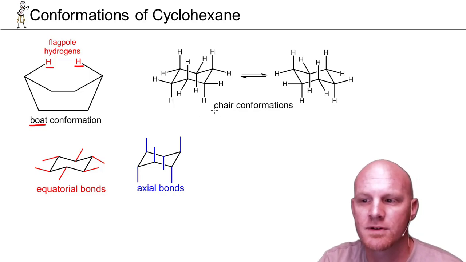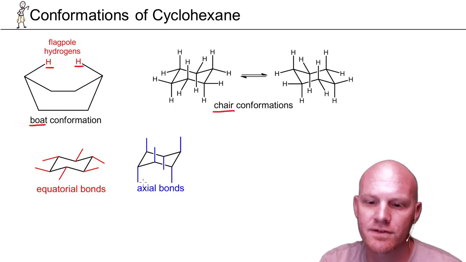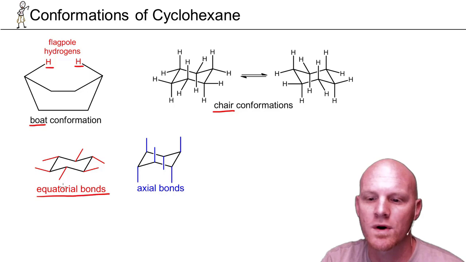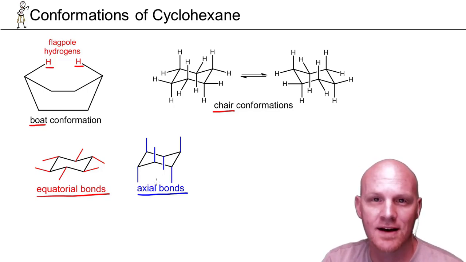But the big one we want you to be familiar with are what are called the chair conformations. And we're going to talk about what are referred to as equatorial positions and axial positions. We'll find out every carbon in the ring has both one equatorial and one axial. Let's take a look.